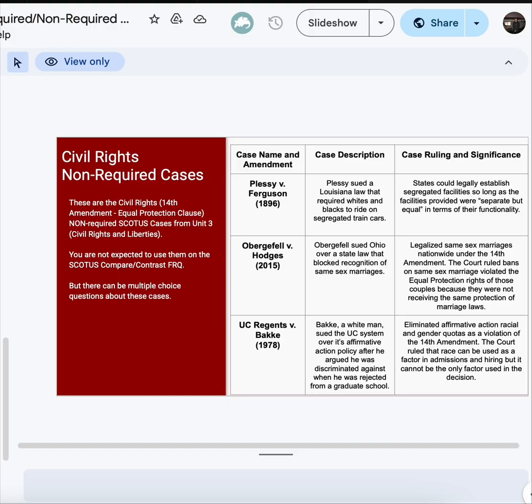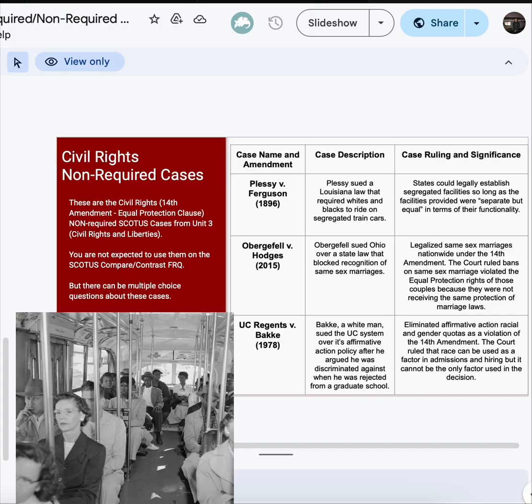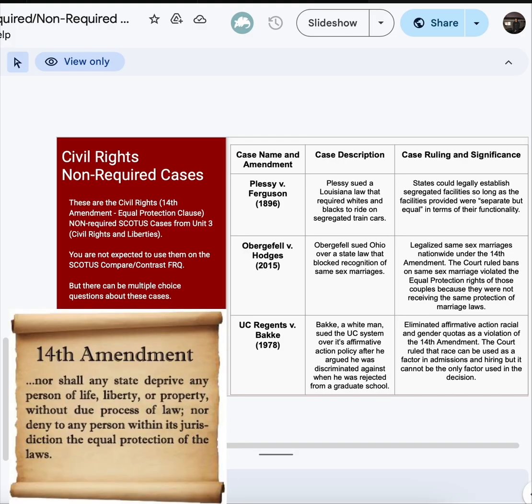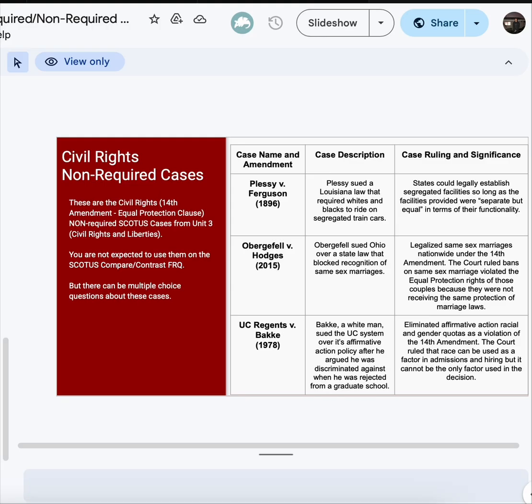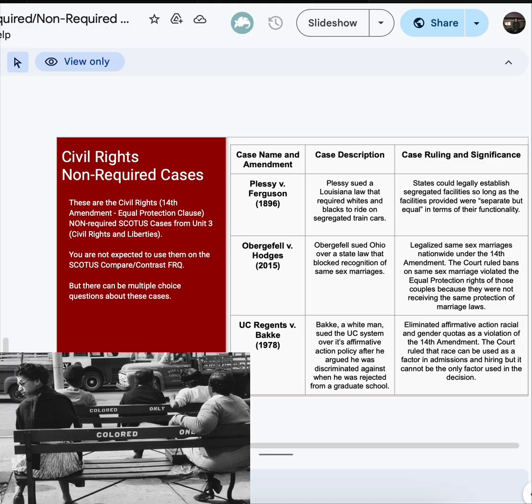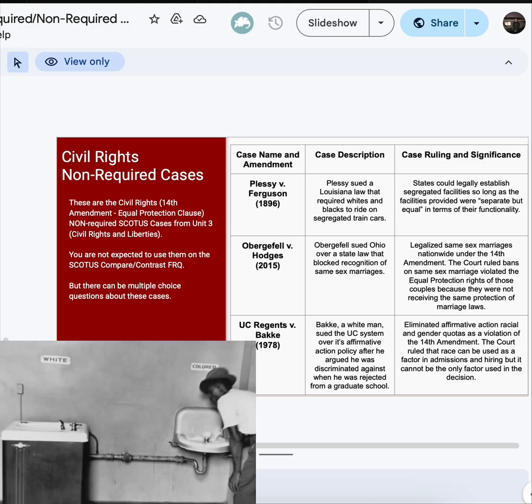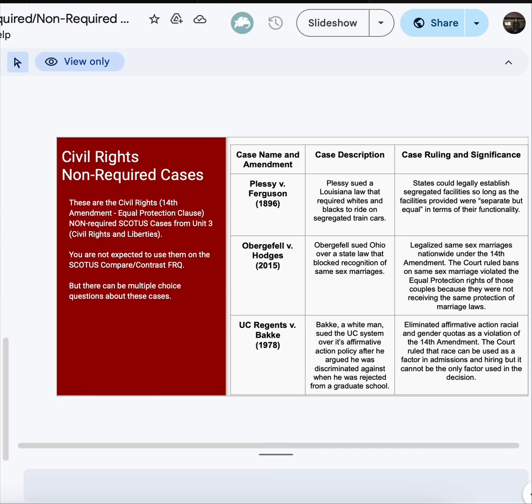So number one, Plessy v. Ferguson. Key principle, 14th Amendment and the Equal Protection Clause. Case summary was Plessy challenged a Louisiana law that required racial segregation on train cars. He argued that the law violated the Equal Protection Clause of the 14th Amendment, and the Supreme Court ruled that segregation was constitutional as long as the separate facilities for different races were equal in quality. So the decision created the separate but equal doctrine as well, which allowed legal segregation for decades.